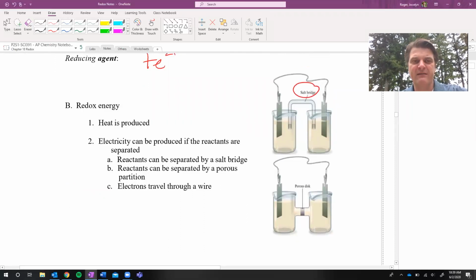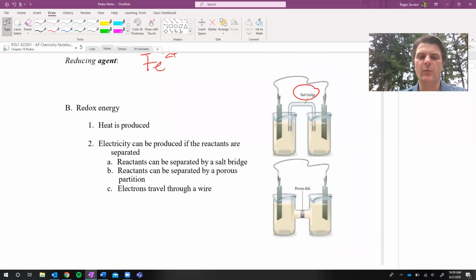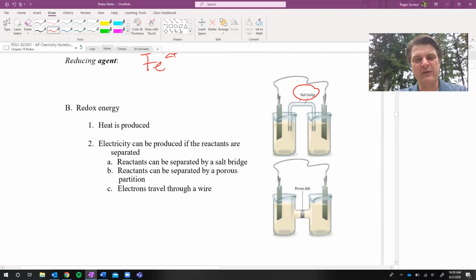So this is what a galvanic cell, bare bones, would look like. You have the half reaction in one beaker on one side. You have the other half reaction on the other side. You have the wire that will conduct the electrons from one side to the other, and you have the salt bridge that will bring the charges back to balance out.